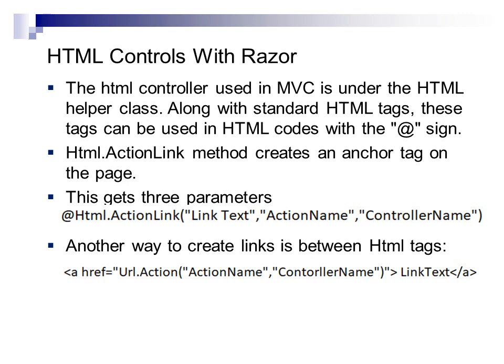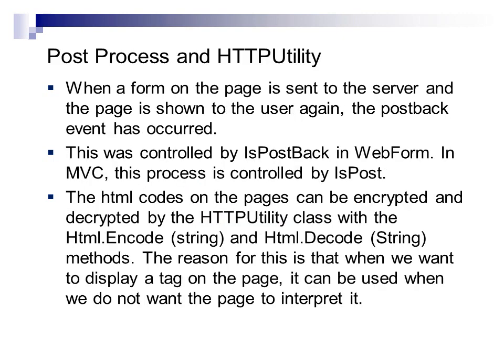The Html.ActionLink method creates an anchor tag on the page. This takes 3 parameters as shown in the presentation. Another way to create links between HTML tags is shown in the presentation, post process and HttpUtility.